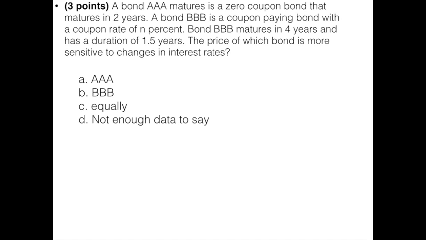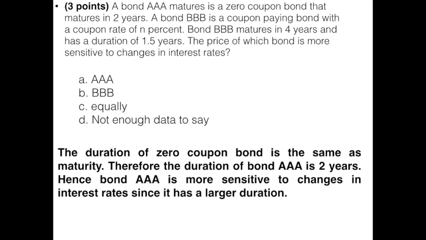Now, the way you should think about this problem is the following. What is the measure of the sensitivity of a bond price to changes in interest rates? It's the duration. And we know that the duration of the second bond is 1.5 years. And what is the duration of the first bond? It's 2 years because it's a zero coupon bond. Therefore, bond AAA is more sensitive to changes in interest rates.